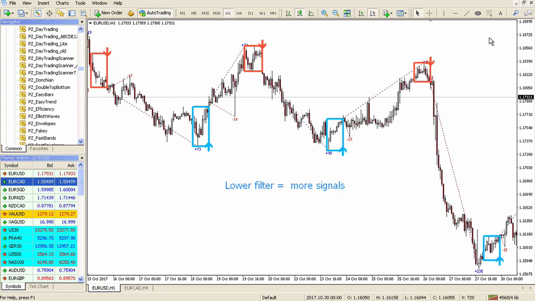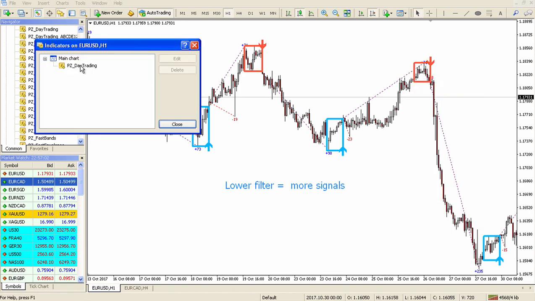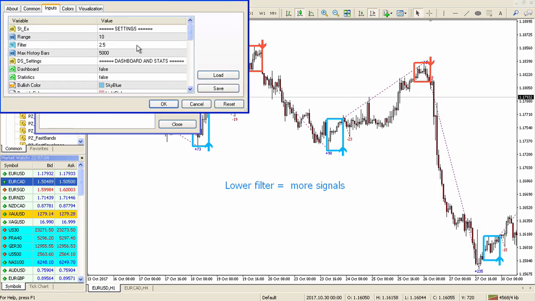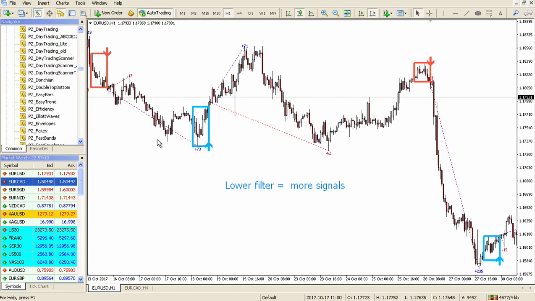The second input parameter is called filter, and it behaves by trying to separate opposite breakouts from each other using a Donchian filter. A higher filter will cause opposite trades to be more separated from each other in price terms, but adverse excursion values will increase. A lower filter will cause opposite signals to be closer to each other.